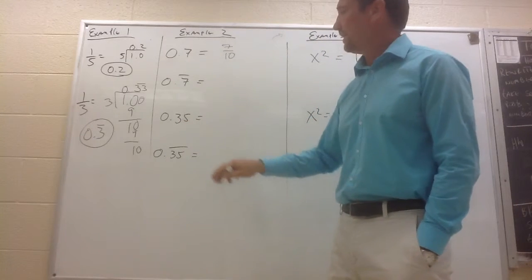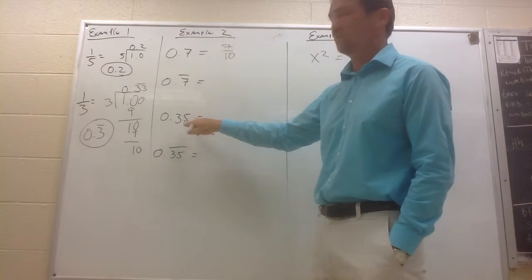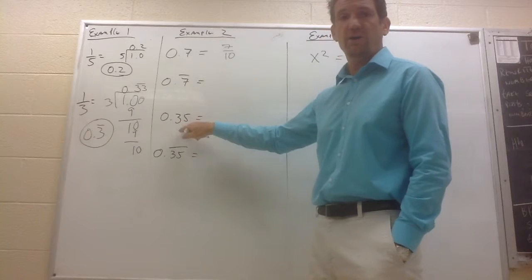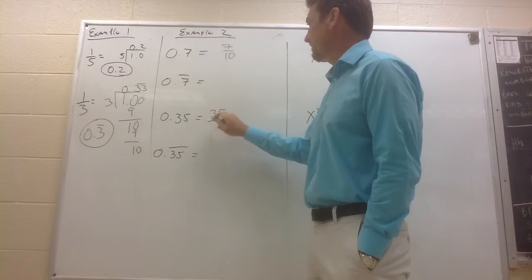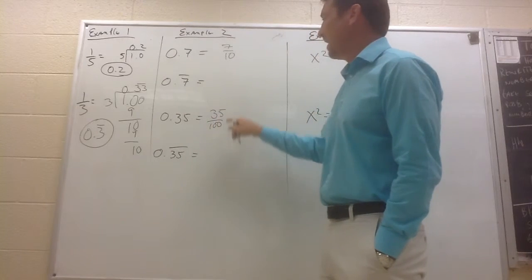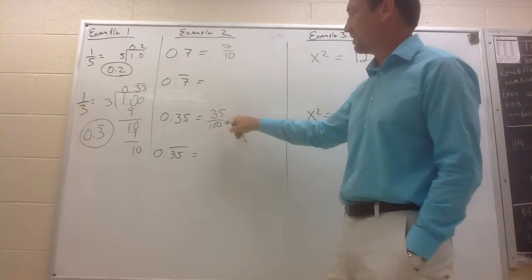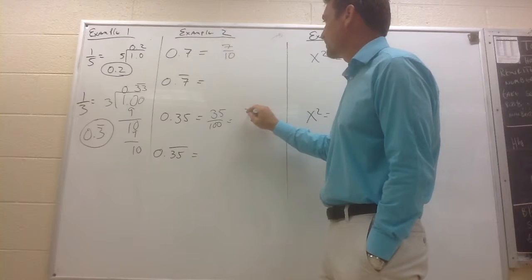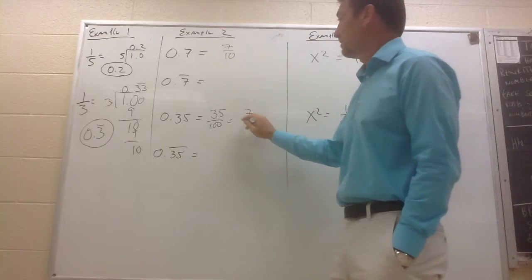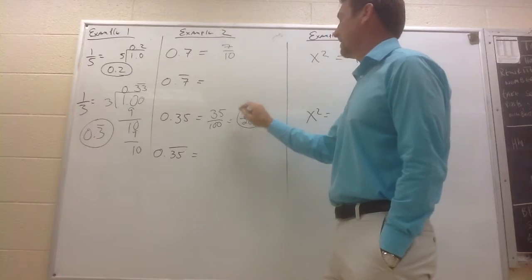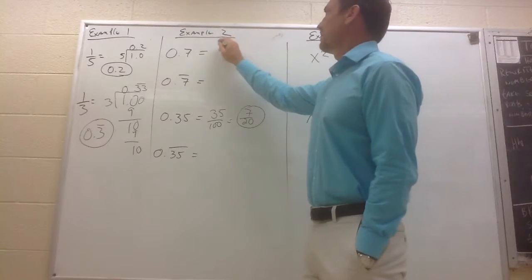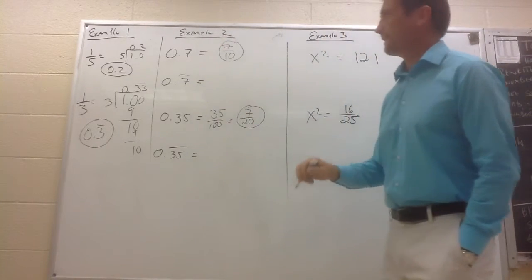Let's come down to this guy here. 0.35 would be, that's the tenths column, that's the hundredths. So it's 35 hundredths would be your fraction, 35 over 100, and we should simplify that. 5 goes into 35 and 100, 5 goes into 35 7 times, and 5 goes into 100 20 times. So we should simplify that one to 7/20, and we'll leave this guy as 7/10.